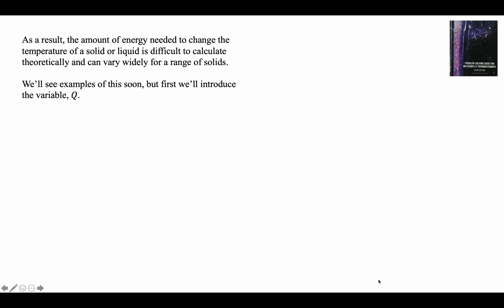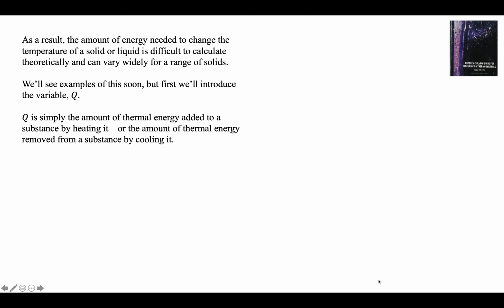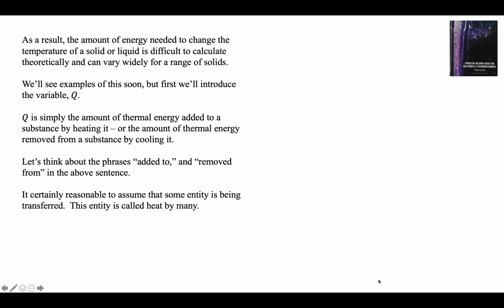We're going to see examples soon, but first let's introduce the variable Q, which is the amount of thermal energy added to a substance by heating it, or the amount of thermal energy removed from a substance by cooling it. So let's think about what added to and removed from mean. It's certainly reasonable to assume that some entity is being transferred, something called heat. We're transferring heat. So if we understand what's going on at the level of the atoms, then you can call it whatever you want. But it's important to understand.